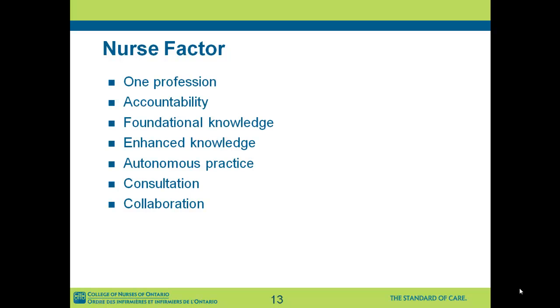The second factor in the framework is the nurse. When we talk about this factor, it is important to remember that we are addressing the individual nurse's competence, not the competence of all nurses within a category. Nursing is one profession with two categories, RN and RPN. Both have the same scope of practice statement and access to the same control acts when ordered.